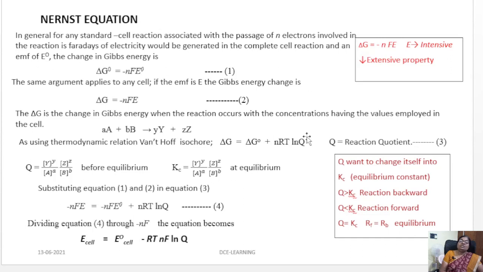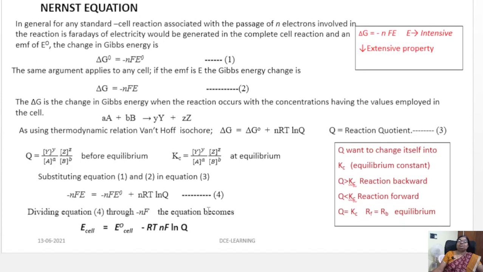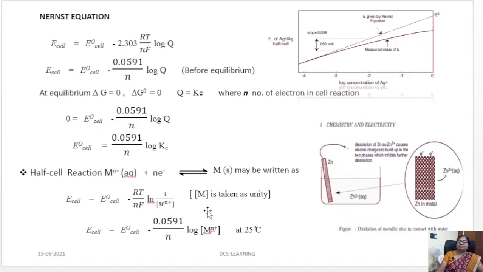Here, substituting equations 1 and 2 into equation 3, we know that the EMF of the cell is equal to the standard cell potential minus RT/nF ln Q. Dividing through, the equation becomes E cell = E° cell - (RT/nF) ln Q. This is what we call the Nernst equation, where Q is the quotient before equilibrium.